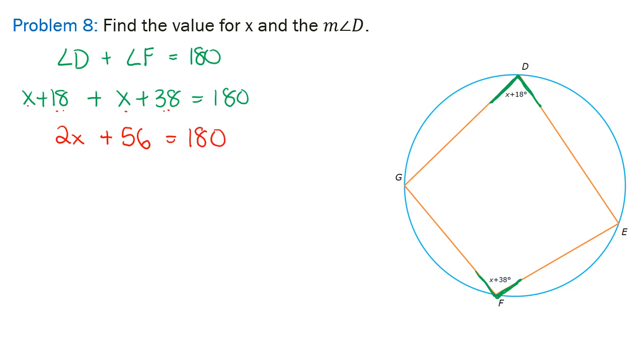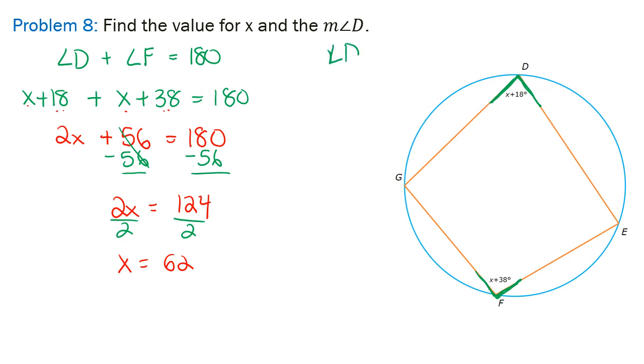From there, we want to go ahead and subtract 56 from both sides. So you have 2x equals 124. Divide both sides by 2. And we're going to get 62. Now that we know what x is, we can find angle D. And so angle D is x plus 18. We can plug in the 62 into x. And so 62 plus 18 is 80. So we now know the measure of angle D is 80 degrees.